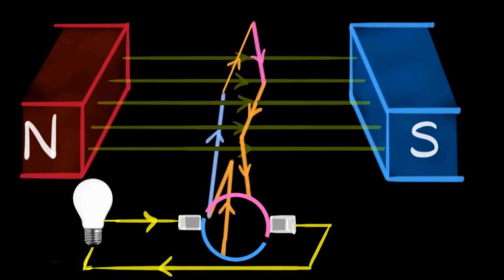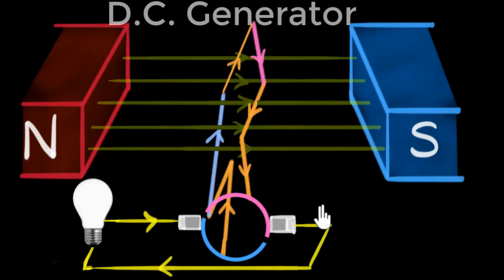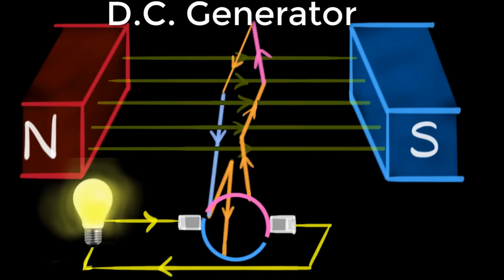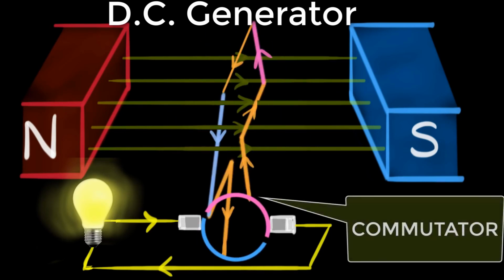And this way, we have now built our DC generator, where the current only flows in one direction through any external circuit. And this arrangement, which helps us automatically change contacts, we call them as commutators. So split rings act like commutators.